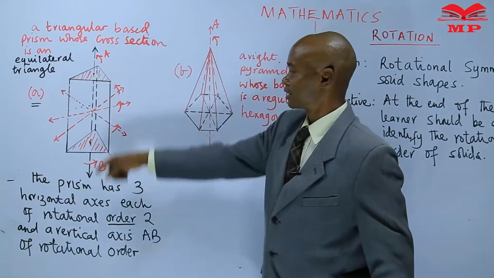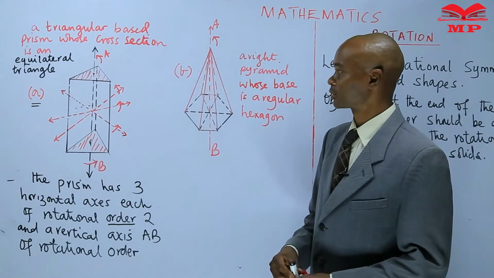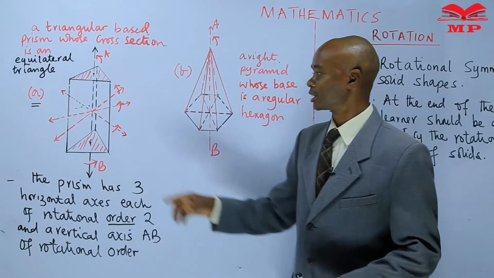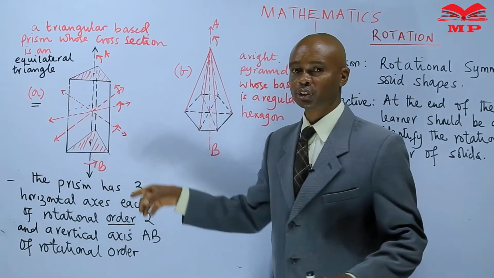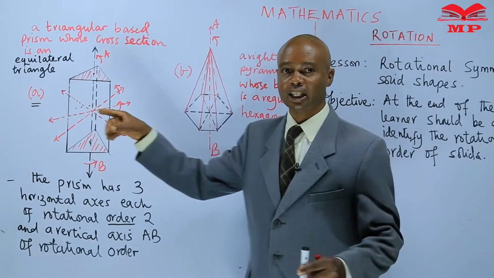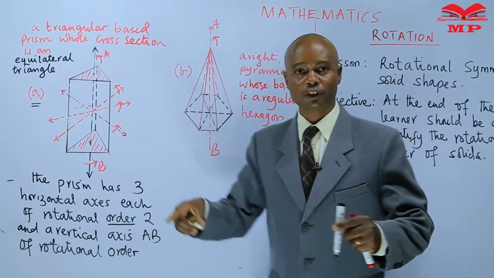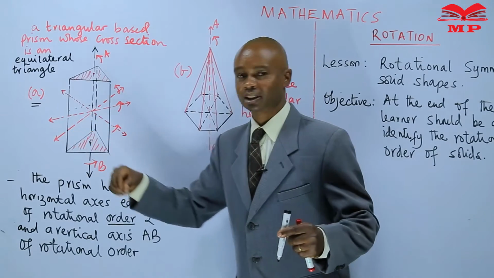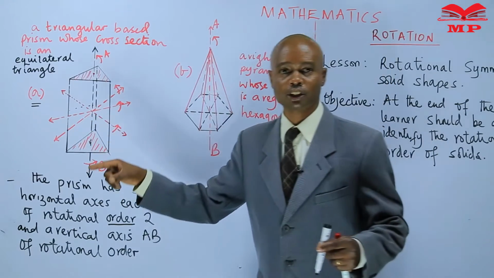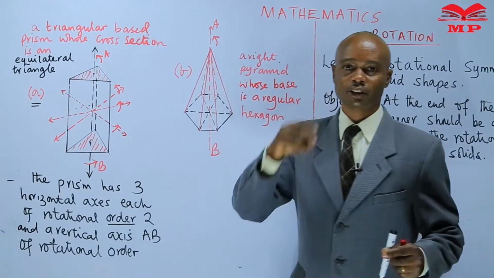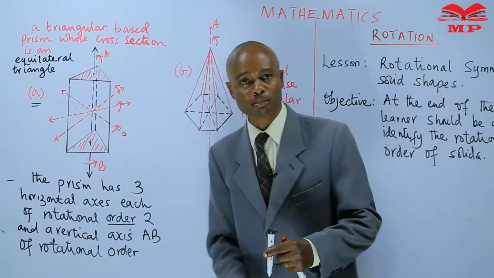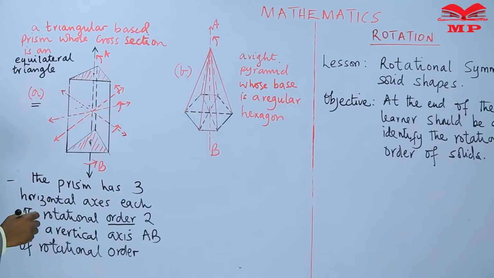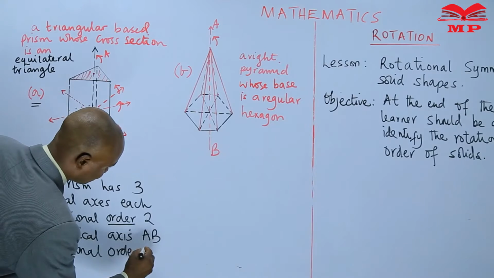It is that axis. When we have a rotation along that, this prism will map onto itself 3 times before it completes the 360 degrees. After 120 degrees, you'll find it maps onto itself. 240 degrees maps onto itself. 360 degrees, the final mapping. So it has a vertical axis AB of order 3.